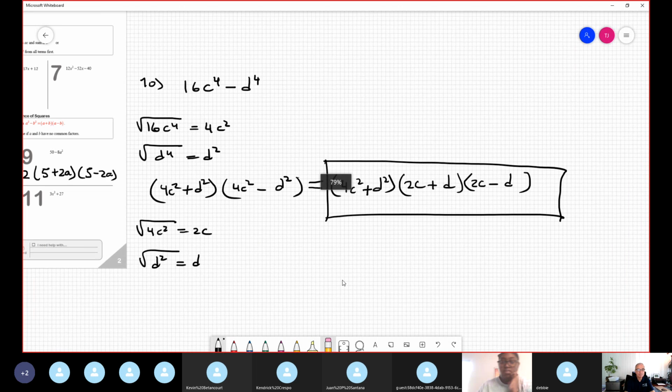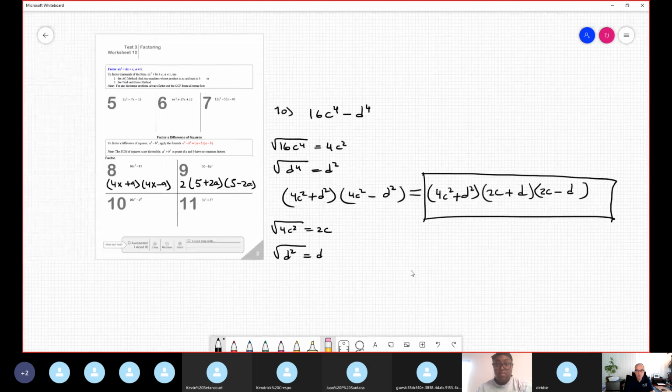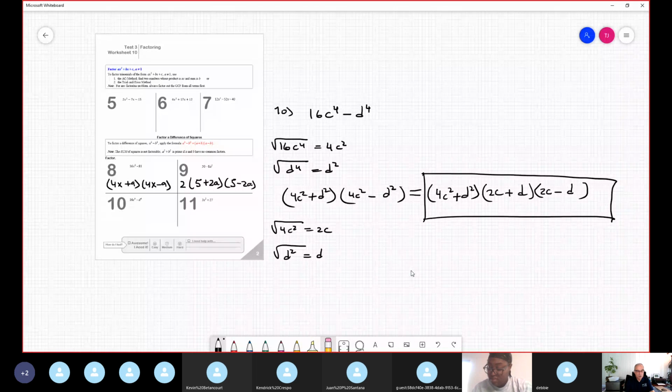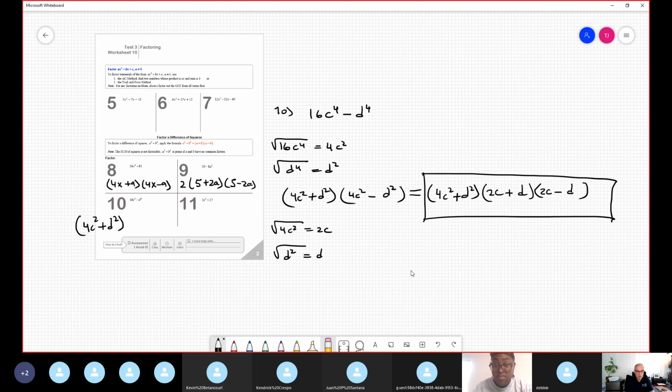Okay, let me copy. I don't see we have a space for the copy that. No, we have, well, yeah, we try. Parentheses, 4C squared plus D squared, 2C plus D, and 2C minus D. So I suppose that you understand very well.